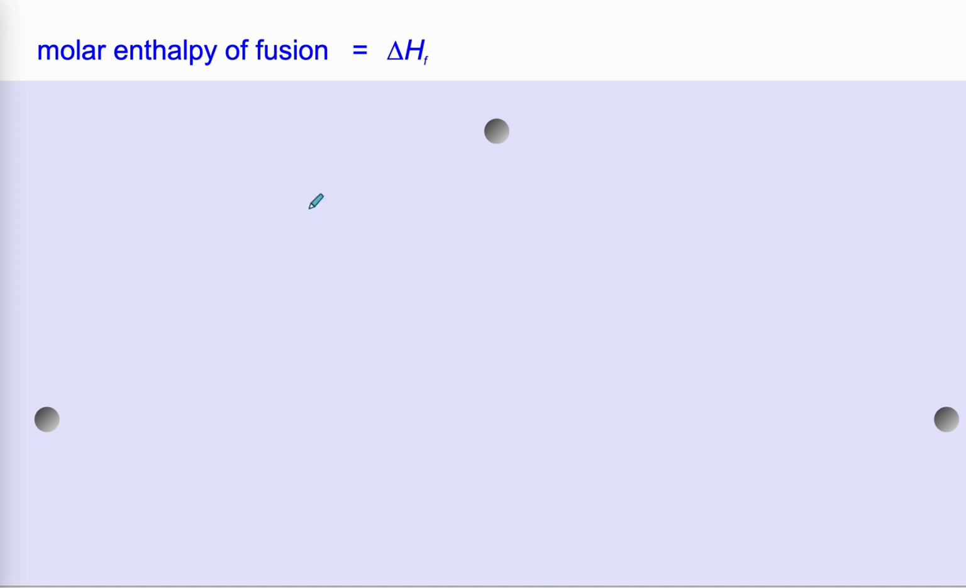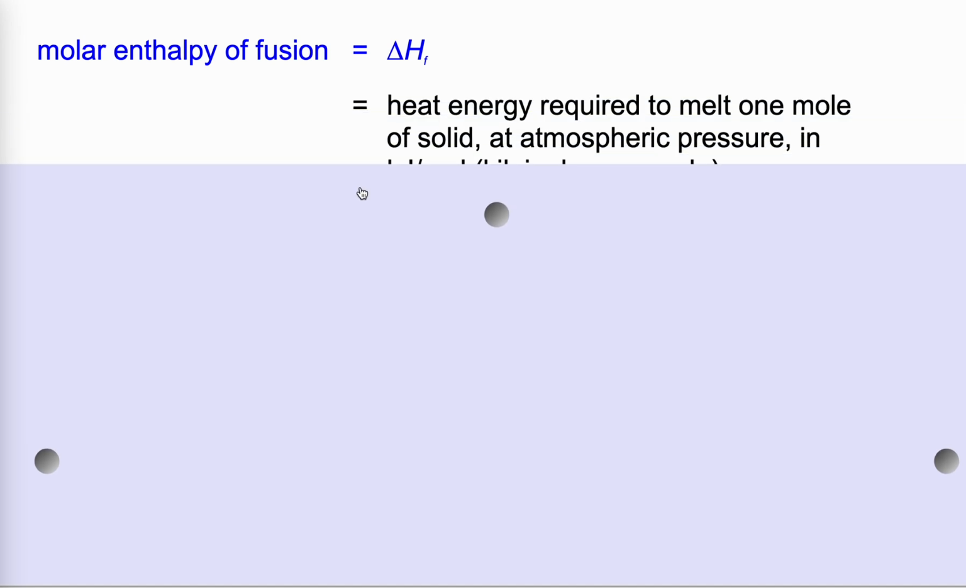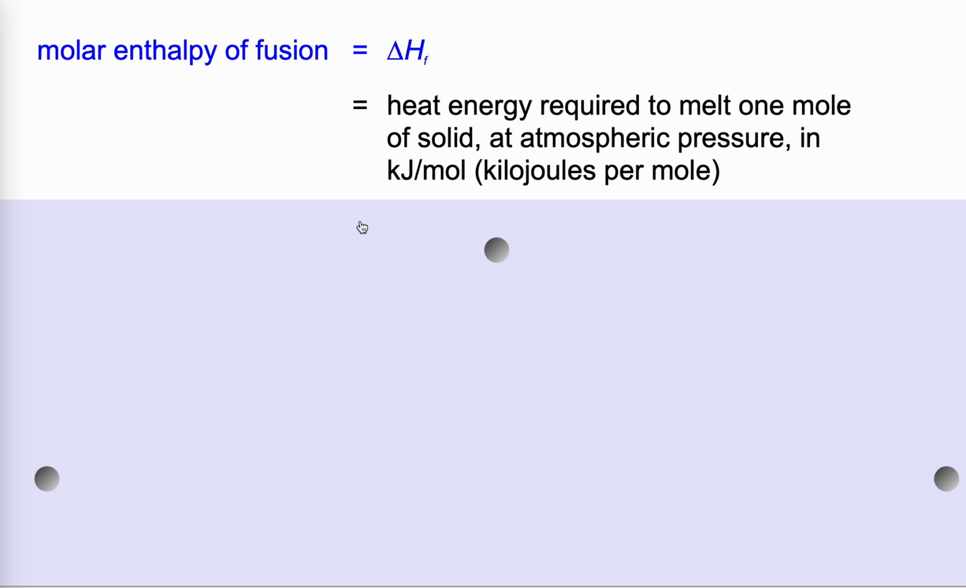We can also talk about the heat energy required for this particular physical transformation, and that's called the molar enthalpy of fusion. Fusion simply refers to melting or freezing. And the molar enthalpy of fusion is defined as the heat energy required to melt 1 mole of solid at atmospheric pressure in, again, units of kilojoules per mole.